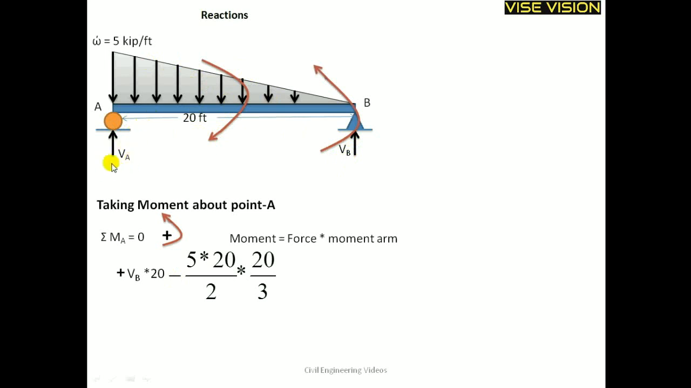And this VA does not create any moment because it is passing through point A. So only two moments are over here. The sum of these two moments must be equal to 0. Arranging it, I will get VB is equal to 16.67. Here the VB is acting 16.67 upward.